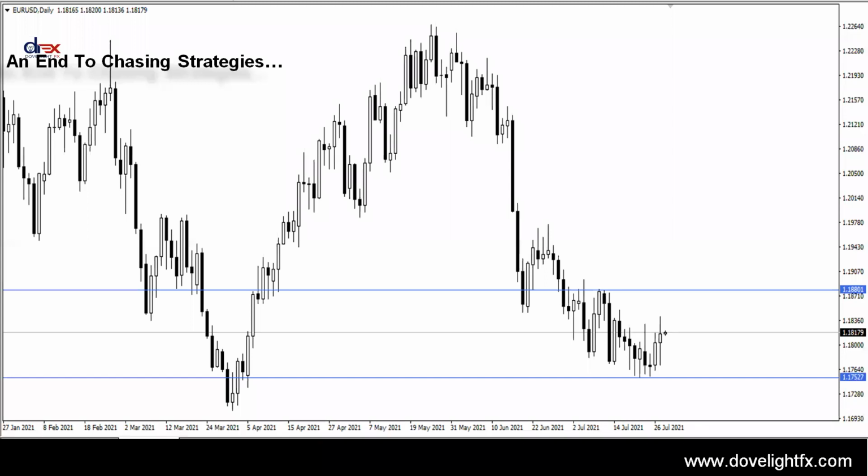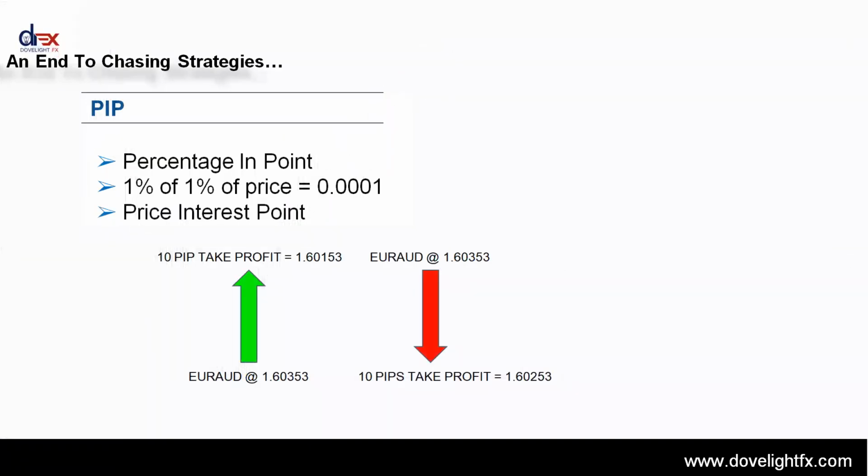We can see Euro USD is quoted against the Euro. So the right-hand side is the exchange rate. This is the rate you require in order to obtain 1 euro. Now going back to the next slide, let's assume that you have your Euro AUD at 1.60353.